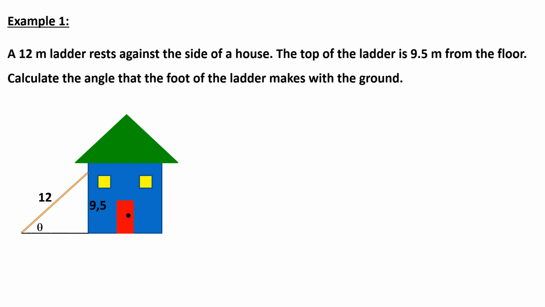So you'll notice we have a little right angle triangle, so we can use our trig functions. We just need to decide which one we're going to use. We've got 9.5 meters, which is opposite my angle, so I have the opposite side, and I've got the 12 meters, which is the hypotenuse. So we need to use the trig function with opposite and hypotenuse. So we will be using sine to calculate this angle.